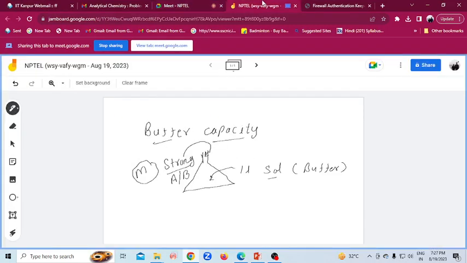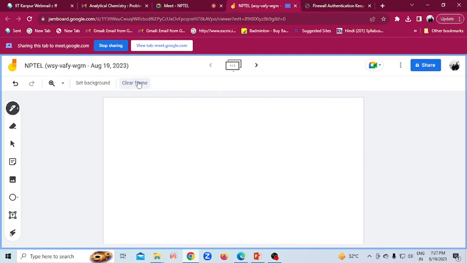Okay, then let me clear the frame. Yeah, buffer capacity is clear, I think. Okay, then yes, we will discuss one more buffer solution.